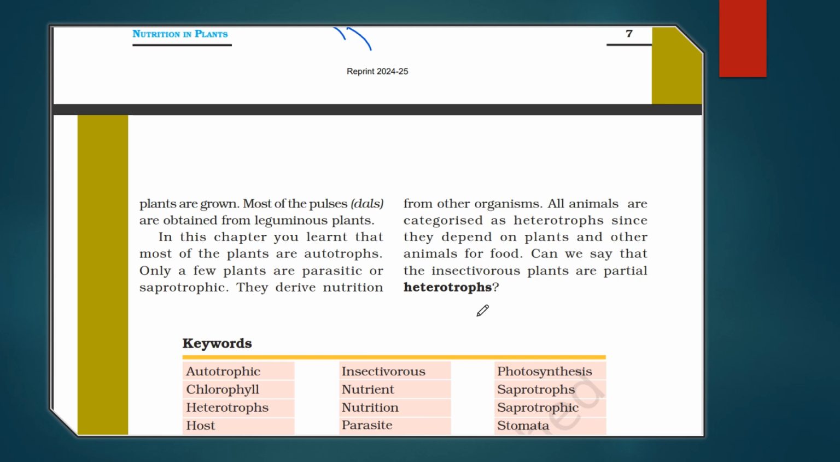So can we say that the insectivorous plants are partial heterotrophs? Yes, they are partial heterotrophs. Partial means half heterotrophs. Okay. So in this way we have finished this first chapter. We are coming with the next chapter.